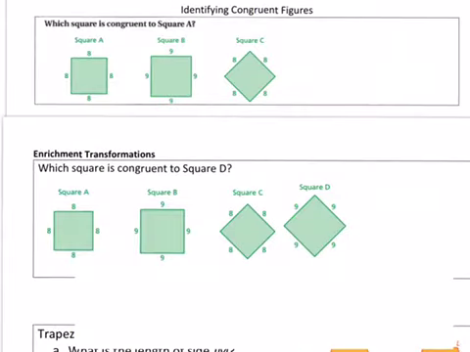In these examples, we have to explain which square is congruent to the given square. So square A, what square is congruent to it? Well, we know that congruent figures have the exact same size and shape. So it's pretty easy to tell that square C is congruent to square A. Yes, it is rotated and it looks like a diamond, but the side lengths are the same. Square B has side lengths of 9, which is not congruent or identical to square A. Go ahead and try the second problem where it talks about square D on your own.